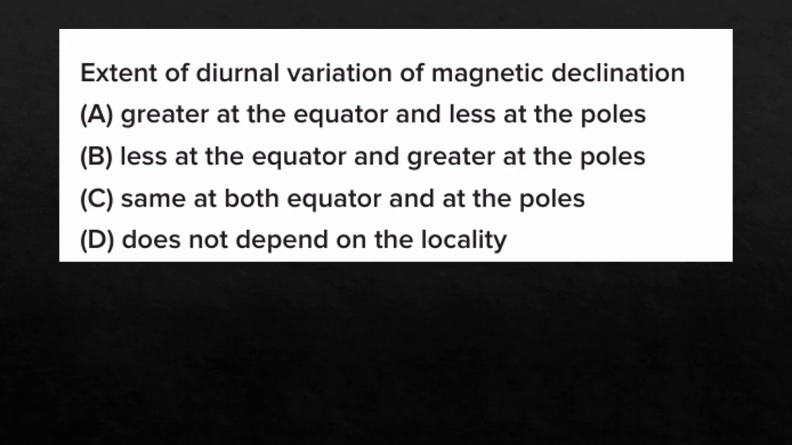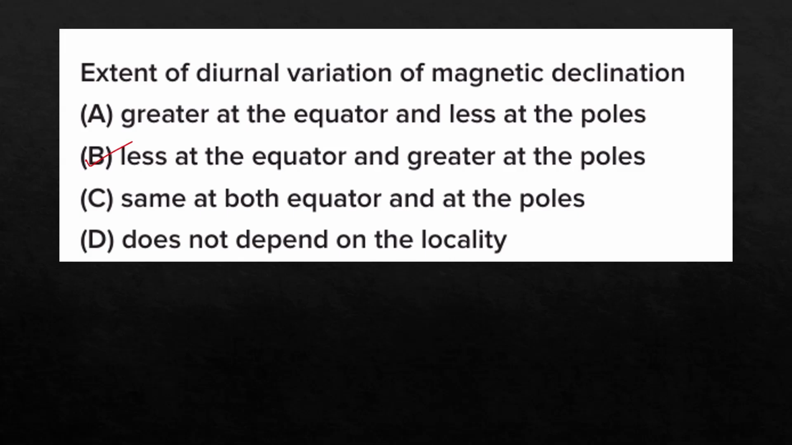Extent of diurnal variation of magnetic declination. Option A, greater at equator and less at the poles. Option B, less at equator and greater at the poles. Option C, same at both equator and at the poles. Option D, does not depend on locality. The diurnal variation of magnetic declination is the daily fluctuation in Earth's magnetic field, and it is less at equator and greater at the poles. So option B is the answer.